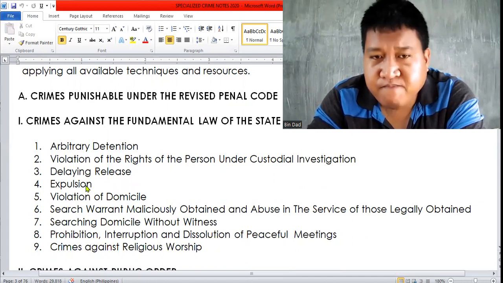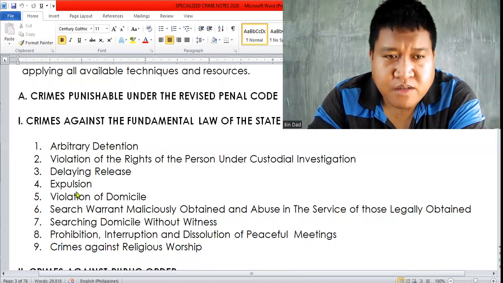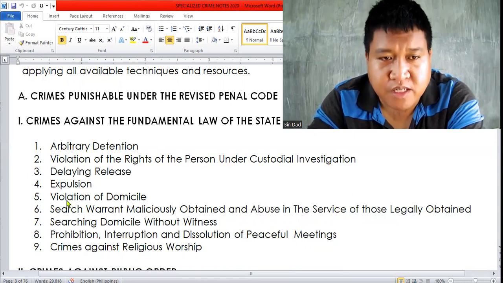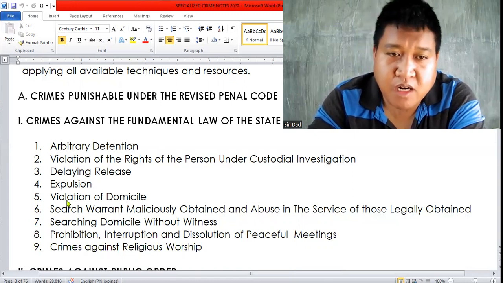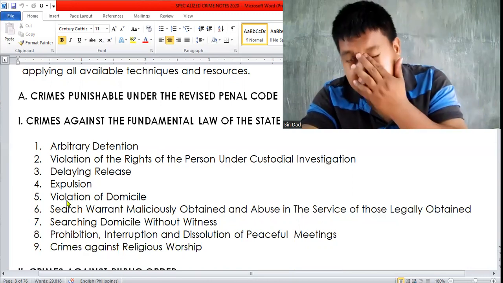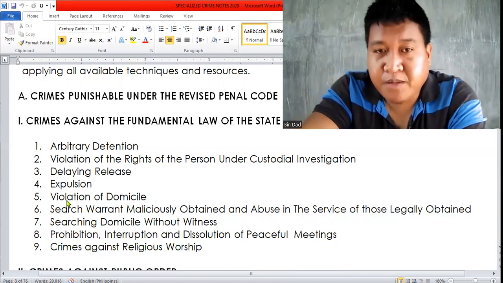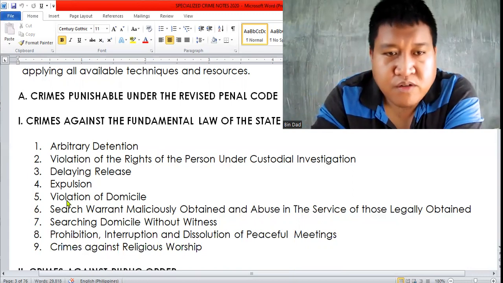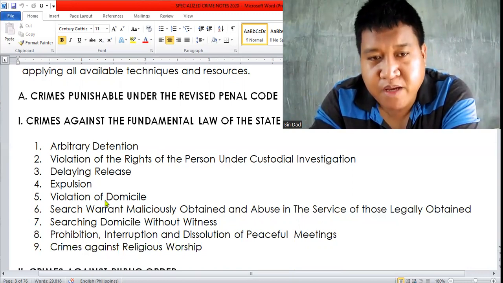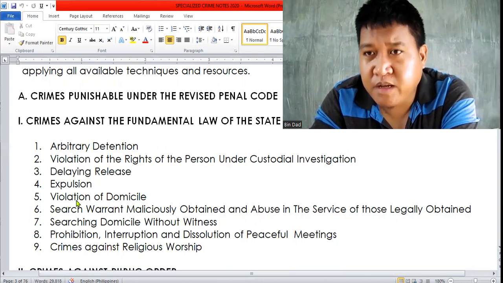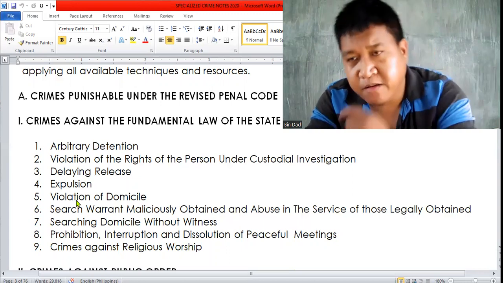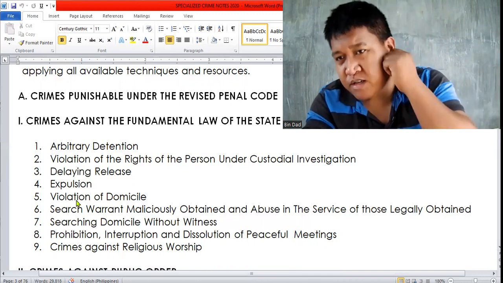pinapaalis, no? Sa iyong bahay or residence without any legal authority. Violation of domicile, kung biglang may papasok sa bahay mo na public officer, they did not ask permission, no? They entered your house secretly to obtain any evidence against you, then that is a violation of domicile. Ang kapareho ng violation of domicile committed by any private individual, not a public officer, is trespassing. No? So, pag private individual ang gumawa niyan, then that is trespassing.